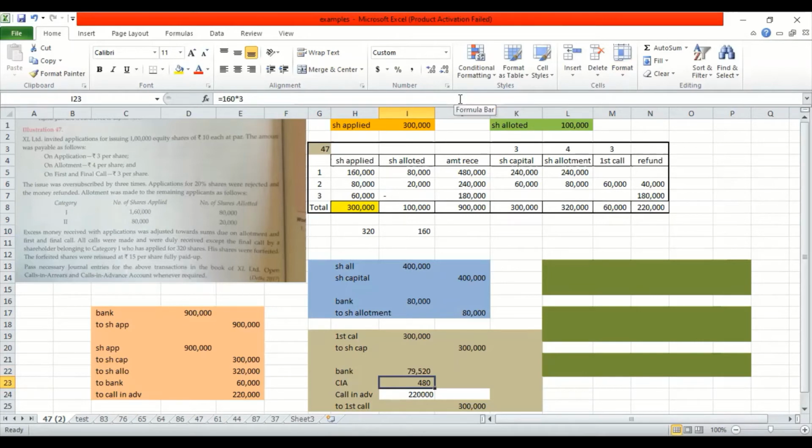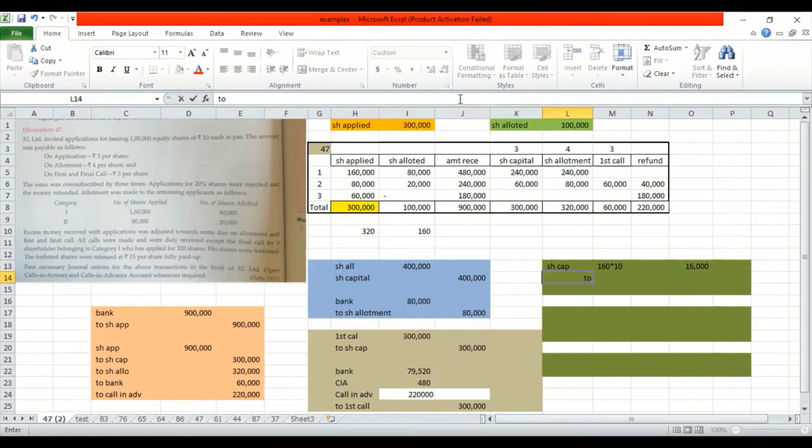Then comes an entry where they are saying his shares were forfeited. How many shares are forfeited? 160. So what's the journal entry? Whenever you forfeit, you write share capital. What amount? 160 into called up value. What is called up? Since the first call of 3 has been done, we can say the called up is 10 rupees. So we get the figure as 16,000. That is your share capital.